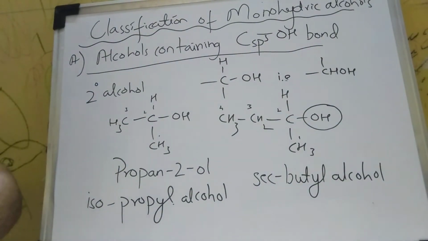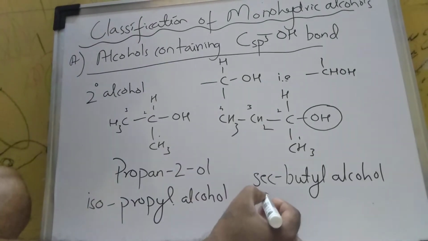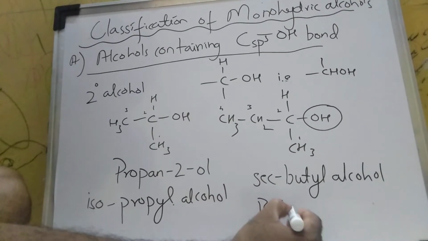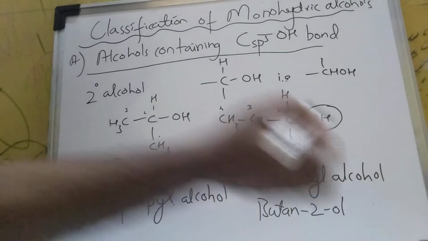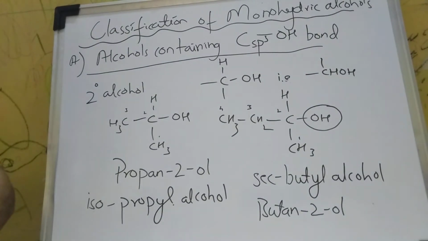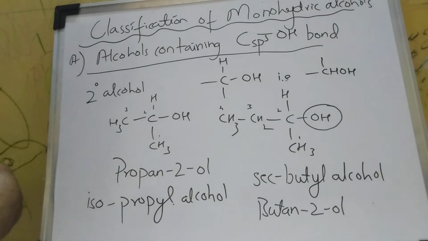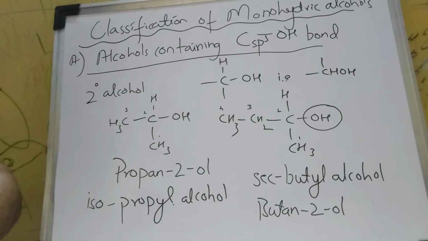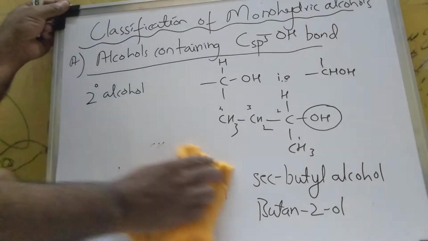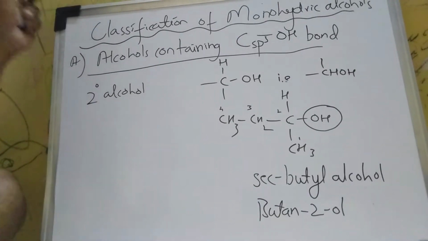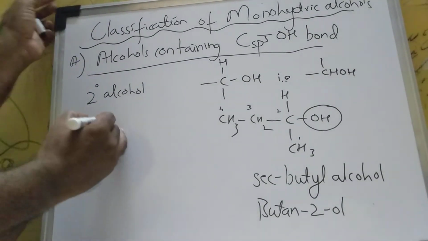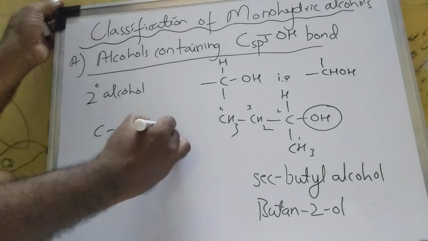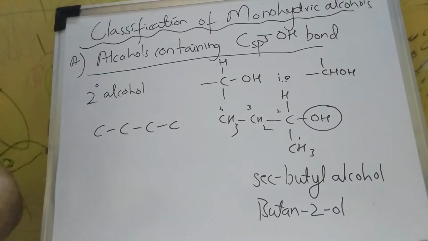or the IUPAC name butan-2-ol. Now you must be confused with the word iso, right? Now what is isobutyl? The difference between isobutyl and sec-butyl you will come to know only with the structure. Let's draw the structure of isobutyl. These are 4 carbon atoms.